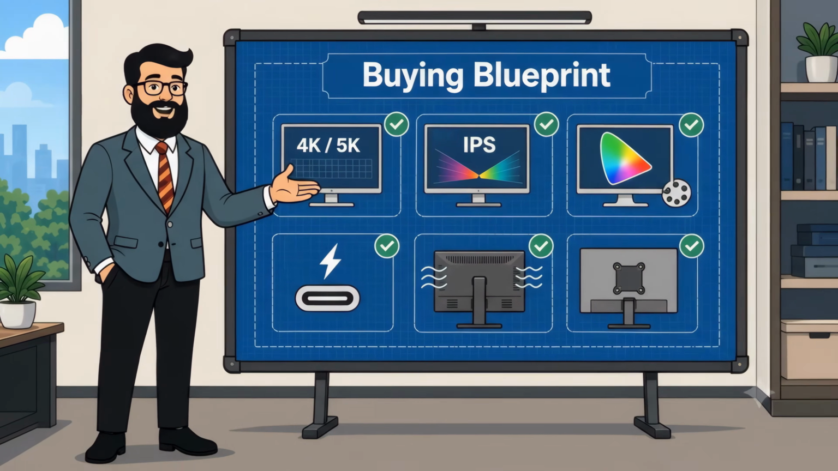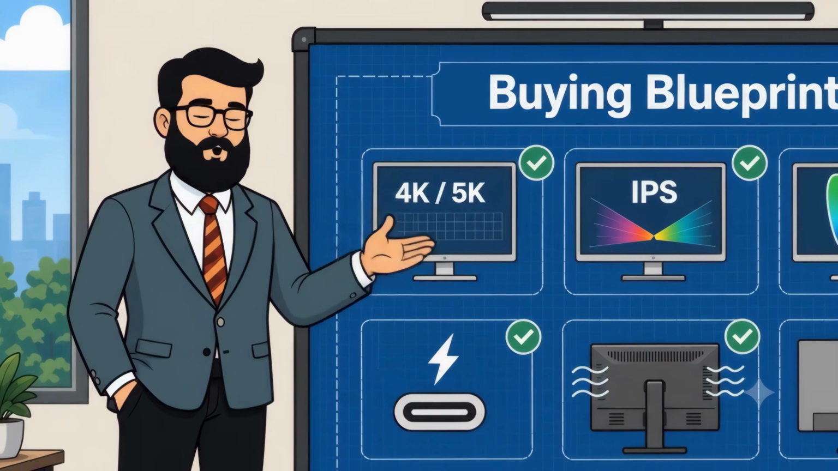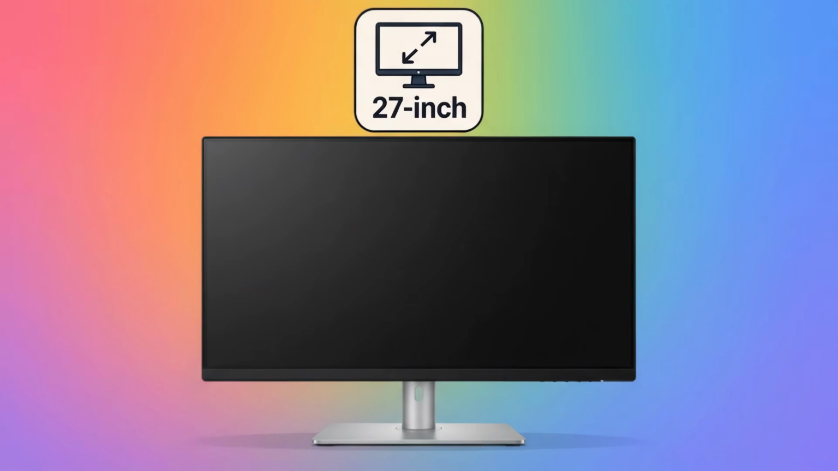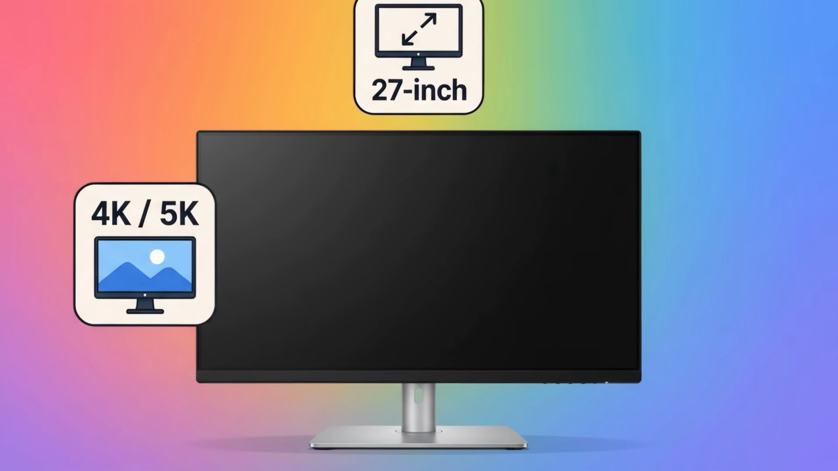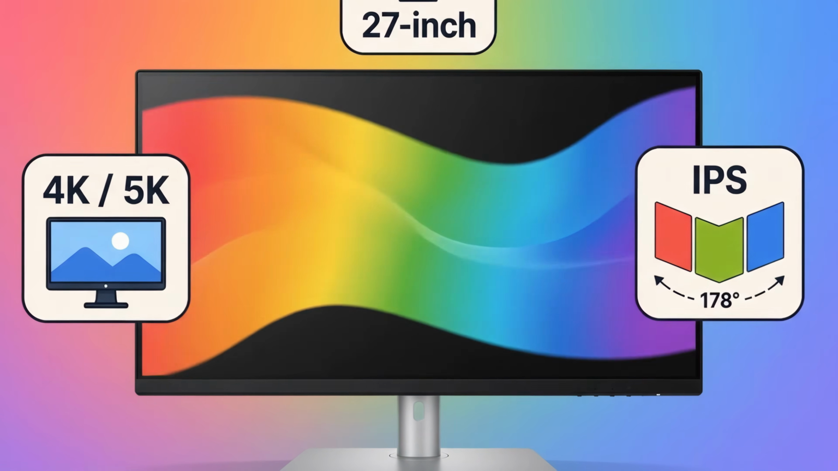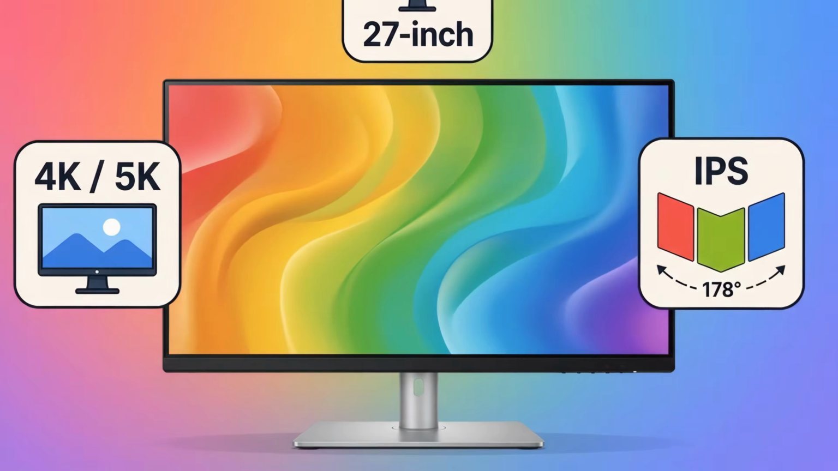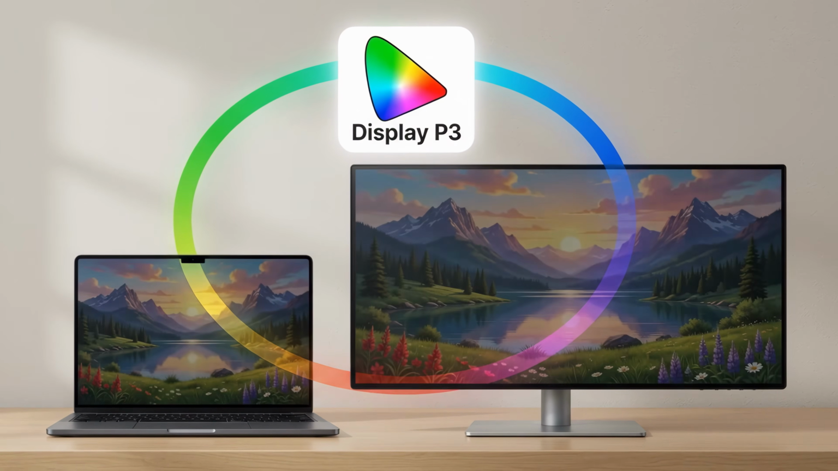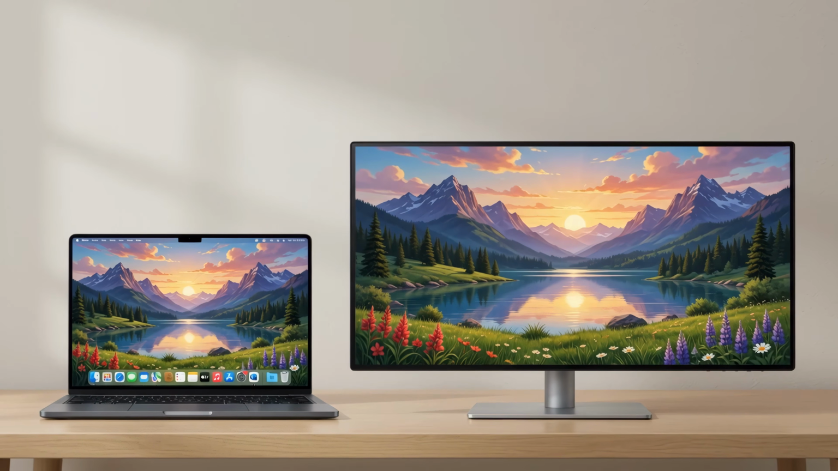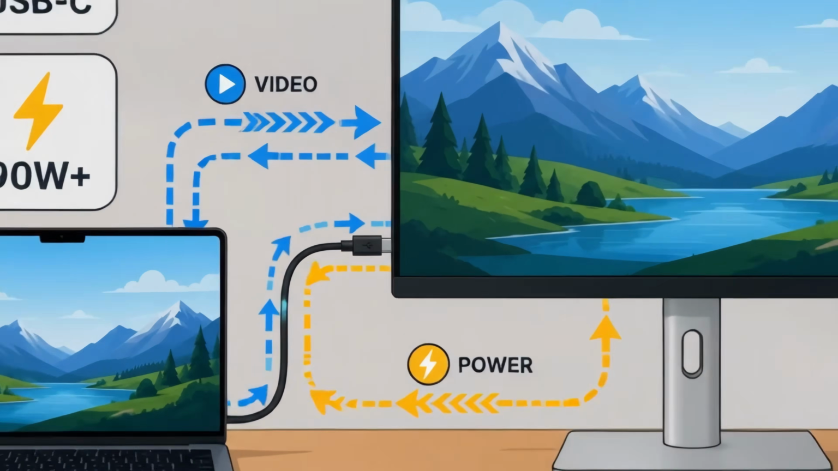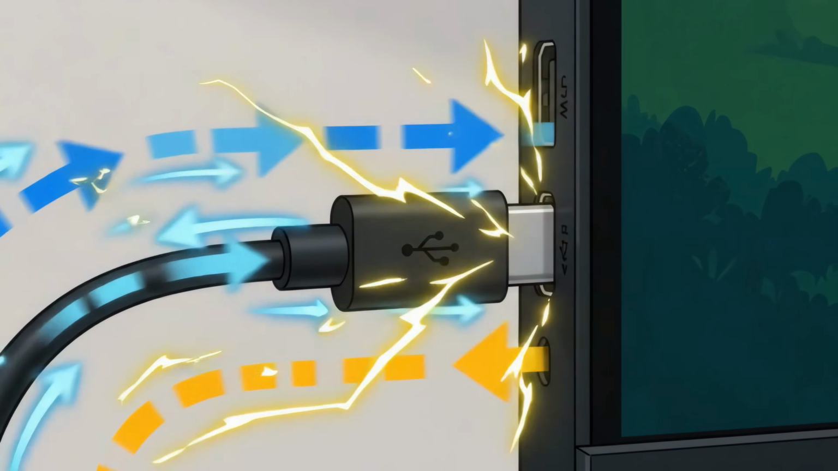To summarize everything we've broken down into a simple, foolproof buying blueprint, target a 27-inch 4K resolution for sharp text scaling. Stick to an IPS panel to guarantee absolute color uniformity without edge shifts or dark smearing. Lock down a display that natively targets the DCI-P3 wide color gamut to seamlessly match Apple's color engine, and ensure you have a USB-C port with high wattage power delivery to handle your MacBook with a single cord.